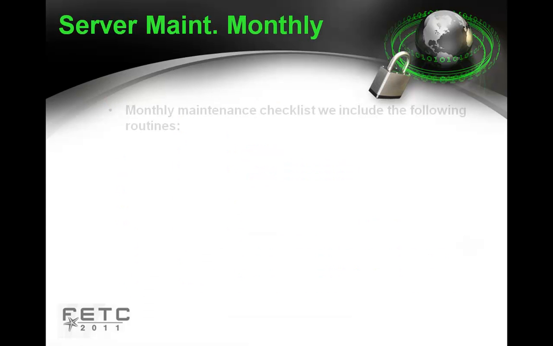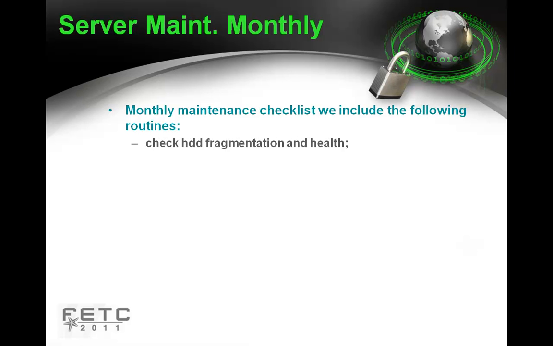On a monthly basis, what should I be doing with my servers? Checklist will include the following routines. Have you defragmented your hard drive? And how's the health? People don't realize, well, it's a virtual machine. Virtual machines are actually very susceptible to having fragments all over the place, depending on how you're allocating the space. It's very highly recommended. VMware highly recommends it. Microsoft recommends that you do a defrag on the virtual machine.